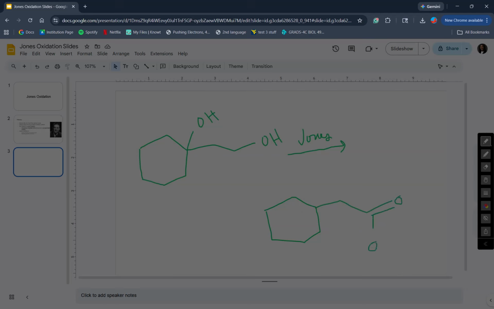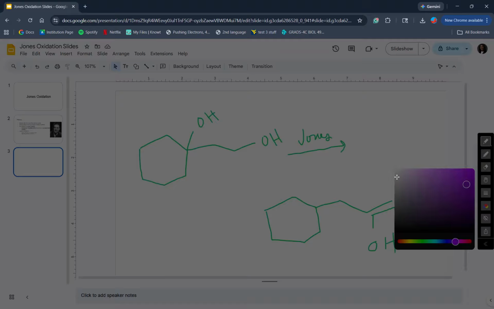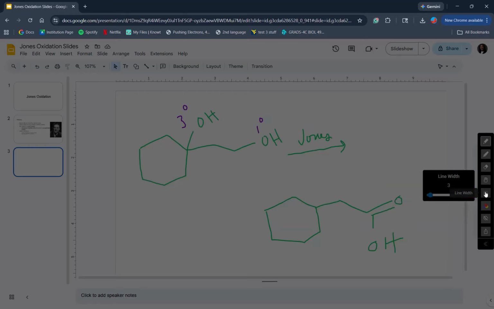Now, something that we haven't talked about is what happens when there's a tertiary alcohol. When there's primary, we get a carboxylic acid. When it's secondary, we get a ketone, and we've seen that. And this is tertiary. So when it's tertiary, what do we get? That's a trick. When it is tertiary, we don't get anything. There's no reaction there, so we're just going to have our alcohol stay there. That is what we get for this product.